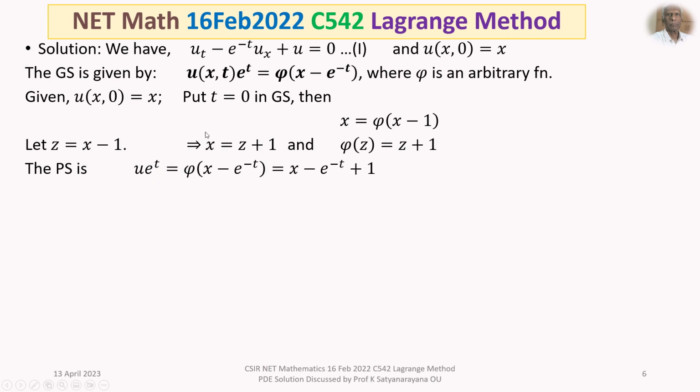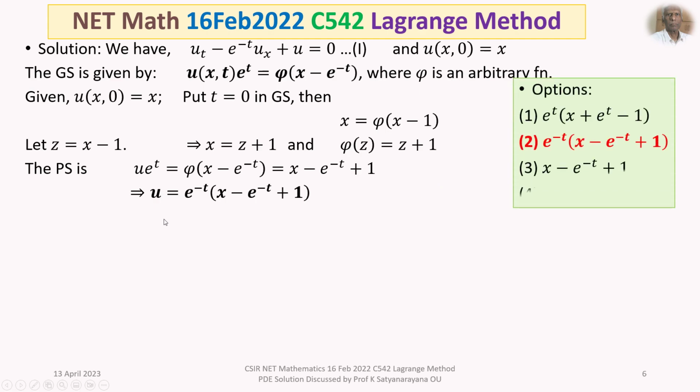So the particular solution is u into e power t is equal to phi of x minus e power minus t, and phi is determined, phi of z is equal to z plus 1. So phi of x minus e power minus t is equal to x minus e power minus t plus 1. So now send this e power t to the other side. Then you will get u is equal to e power minus t whole into x minus e power minus t plus 1. Let's look at our options. This is the solution of the given partial differential equation.